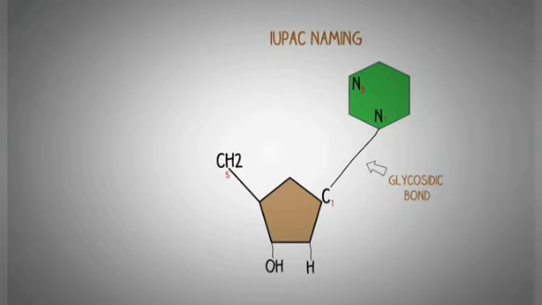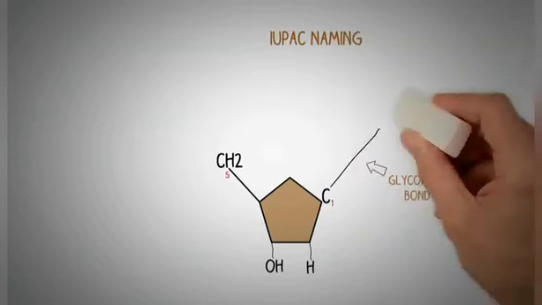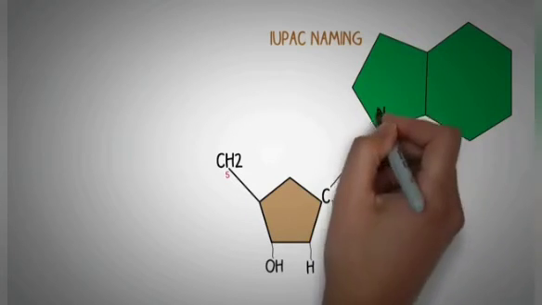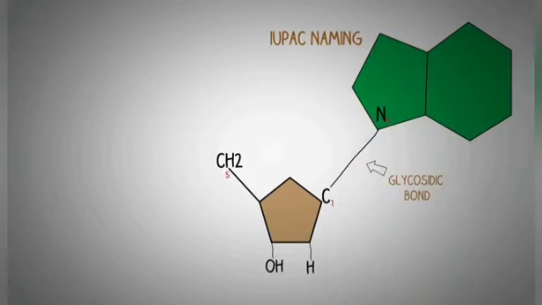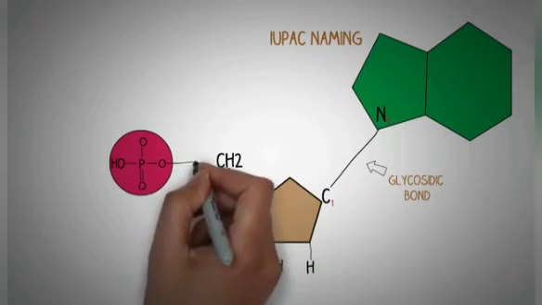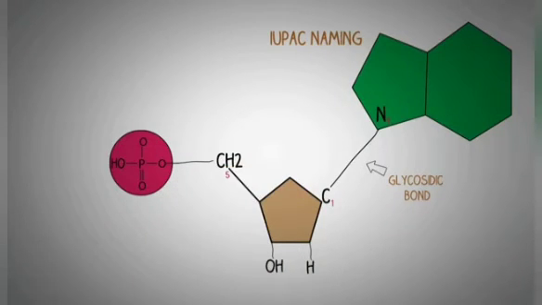Now if we have to pair a purine ring at a similar position, the bond formed will be between the N9 of the purine ring. Now next, let's attach the phosphate. The phosphate group attaches with the carbon number 5 of the sugar, and the bond formed is the example of ester bond, which is also a strong covalent bond.